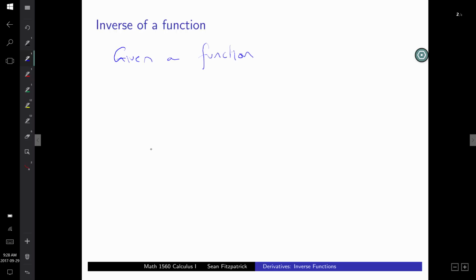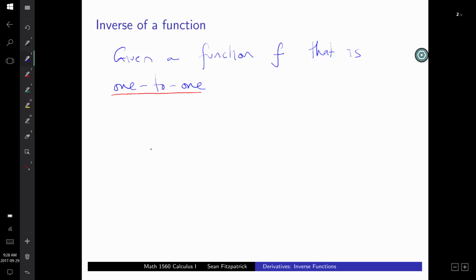Okay, so we have a function f, and we want it to be 1 to 1. Okay, so remember that the way you define a 1-to-1 function is in terms of the straight line test. There's a number of ways to define it, but this is one way to do it.